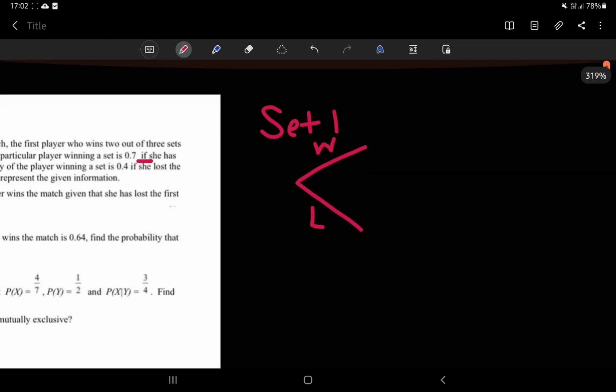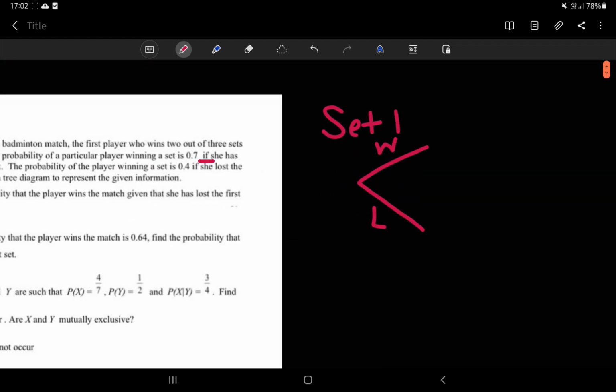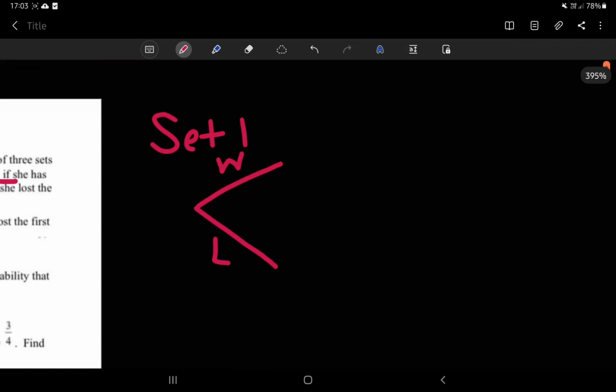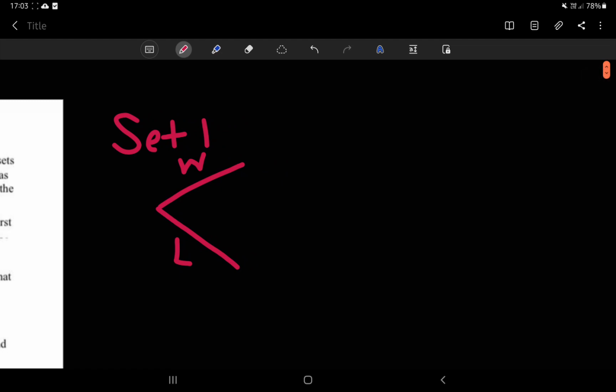You need to be careful because 0.7 is the probability of winning if she wins the previous set. There is a conditional word there. But for set 1, we don't have a previous set because this is the very first set. So we can assume that the probability of winning the first set is equal to the probability of losing the first set, which is 1/2. So they are equal probability. This is set 1, and I will circle it like that.